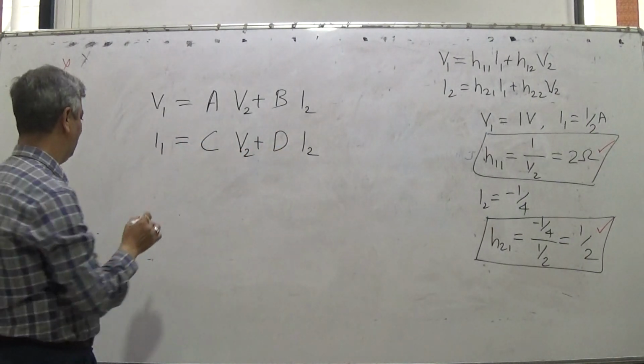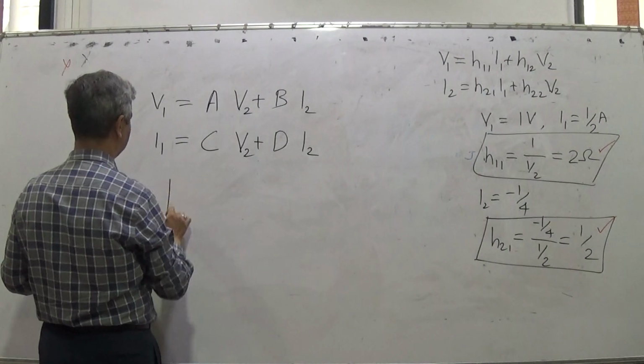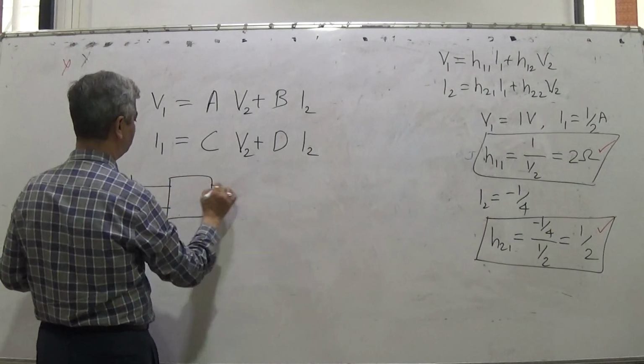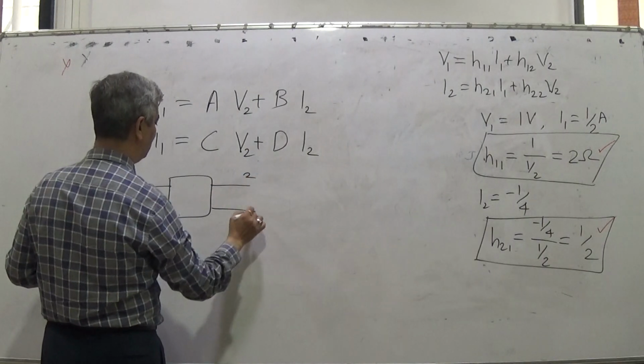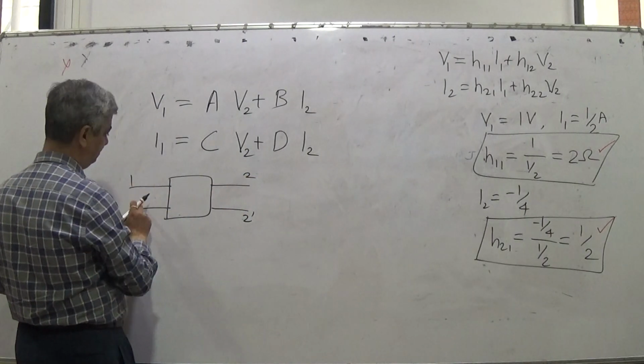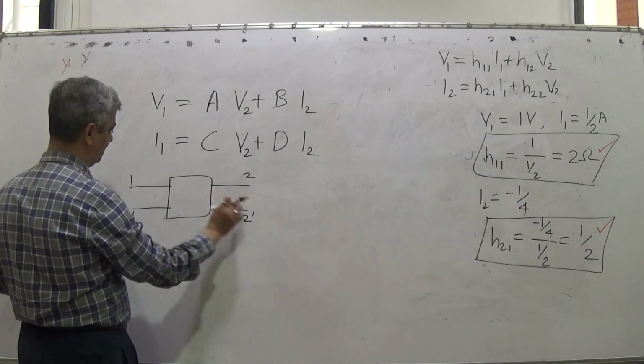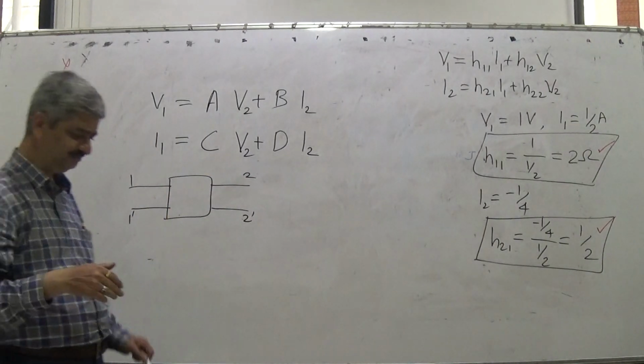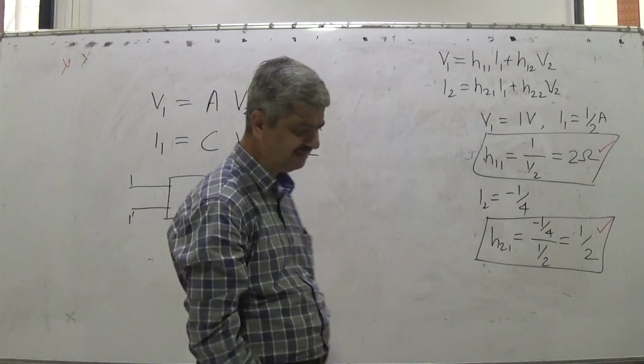V1 is equal to, where we have got it imported over like this. Again the same thing: 1 1 dash, 2 2 dash, V1 to 1 dash, V2 to 2 dash, I1 going inside, I2 going inside.